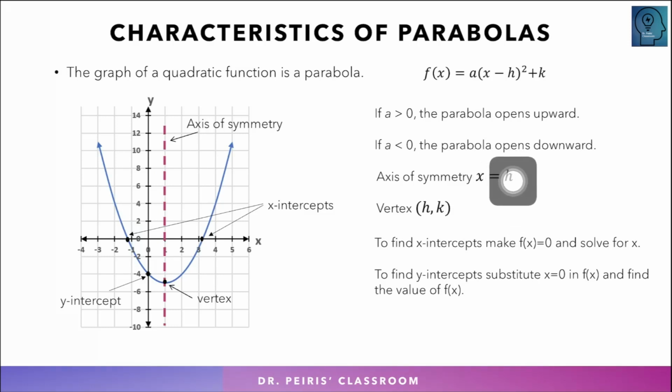So why is this x equals h? Because this is a vertical line which crosses the horizontal axis, the x-axis. So the axis of symmetry is a vertical line given by x equals h. And these are the x-intercepts. To find the x-intercepts, we substitute y equals 0, or f of x equals 0, because at the x-intercepts the y values are 0. And how do we find the y-intercept? At the y-intercept, the x value is 0. So to find the y-intercept, we substitute x equals 0.